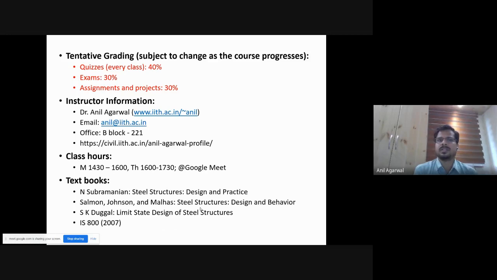schedule. It is still tentative because we don't know how the semester will go, and how effectively we will be able to accomplish everything. But the idea is that I will give you a quiz almost every class, unless there is something exceptional. It will not be an in-classroom quiz. It will be a take-home quiz. I'll give you a quiz, and you solve it before the next class starts.